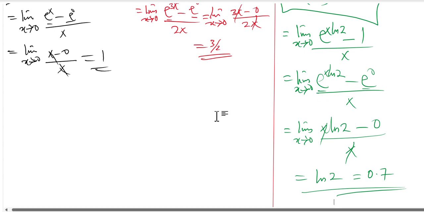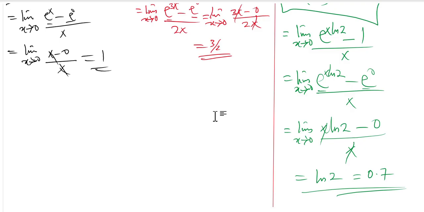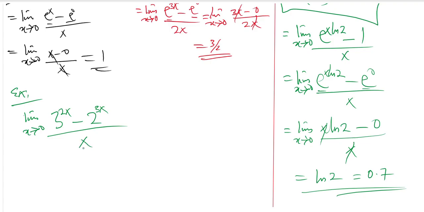Let's try another example. And for this example, as a matter of exercise, you can pause the video and try your hands on it before watching the solution. Now, if you are given to solve or evaluate the limit as x approaches 0 of 3 to the power of 2x minus 2 to the power of 3x all over x, how would you solve this?